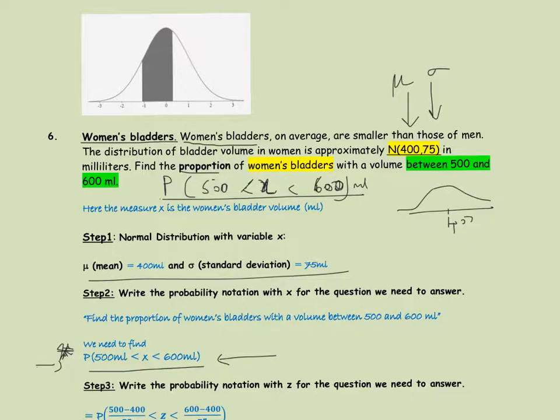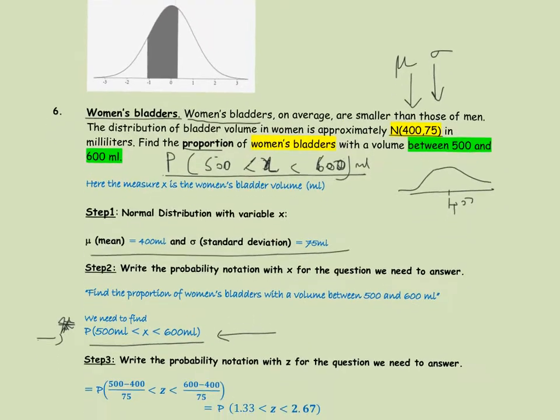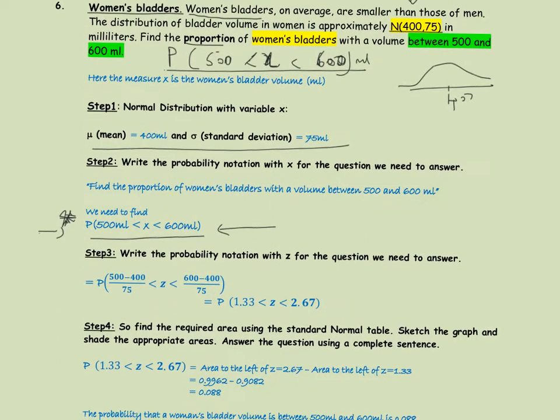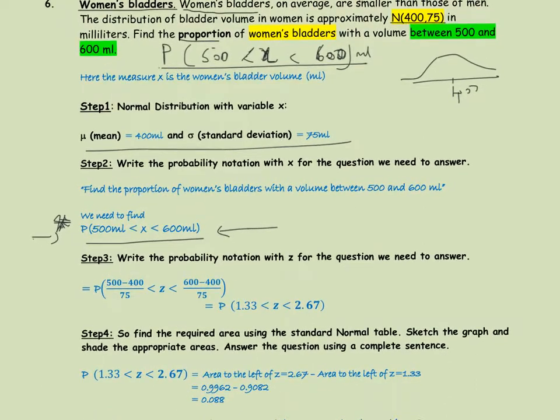to figure out. The next thing is standardizing using the formula x minus mu divided by sigma. So x minus mu divided by sigma becomes the z value of what we are trying to find. So if it's the z value of 500, it would be 500 minus mu, so minus 400, which is the mu, divided by sigma, which is 75 ml. And that's how we standardize the x value.